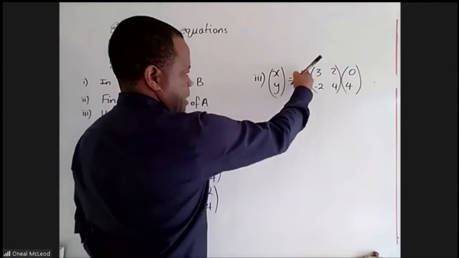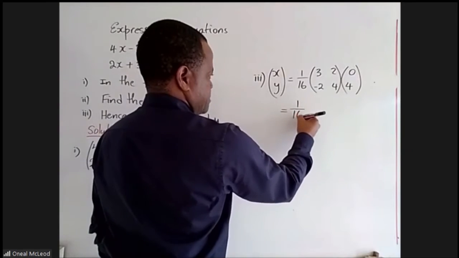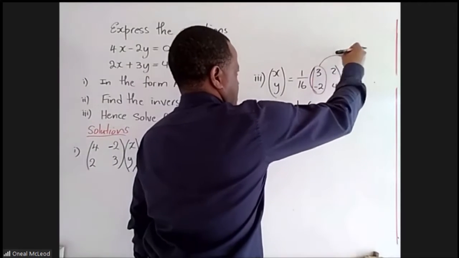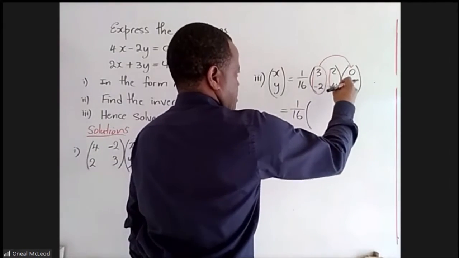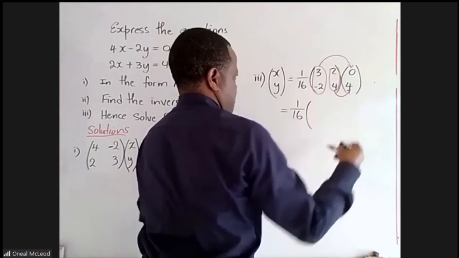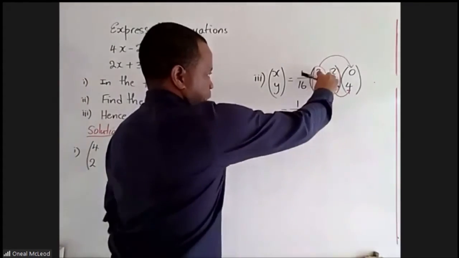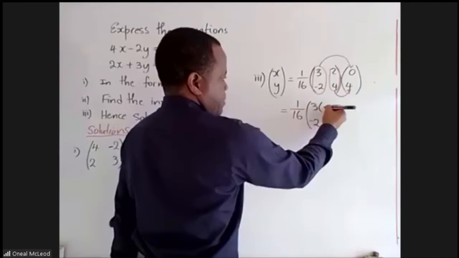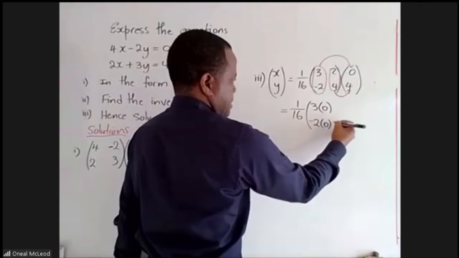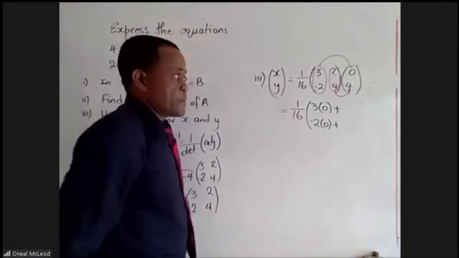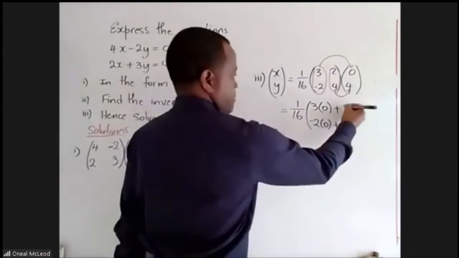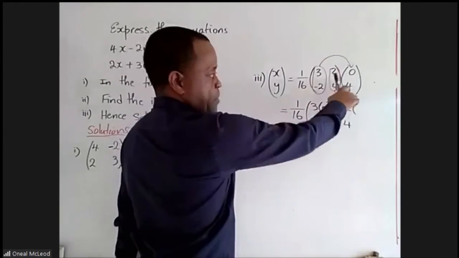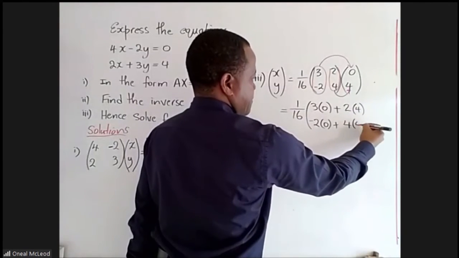All right, so this is simple. We're taking down the 1/16. Remember, these two will map onto 0. These two will map onto 4. So we take down 3, -2. What do we map them to? We map them to 0. So both of them must be multiplied by 0. Plus, we're going to take down 2 and 4. What do we map those to? We map them to 4. So both of them must be multiplied by 4.